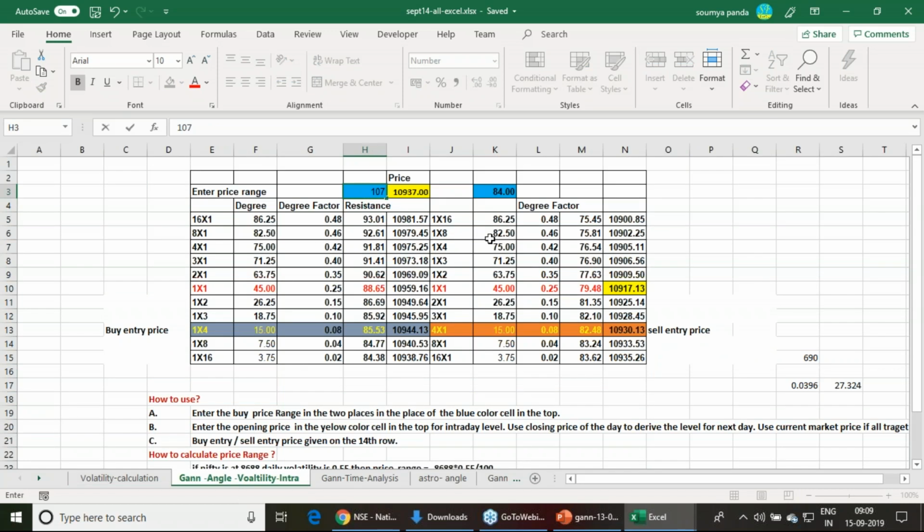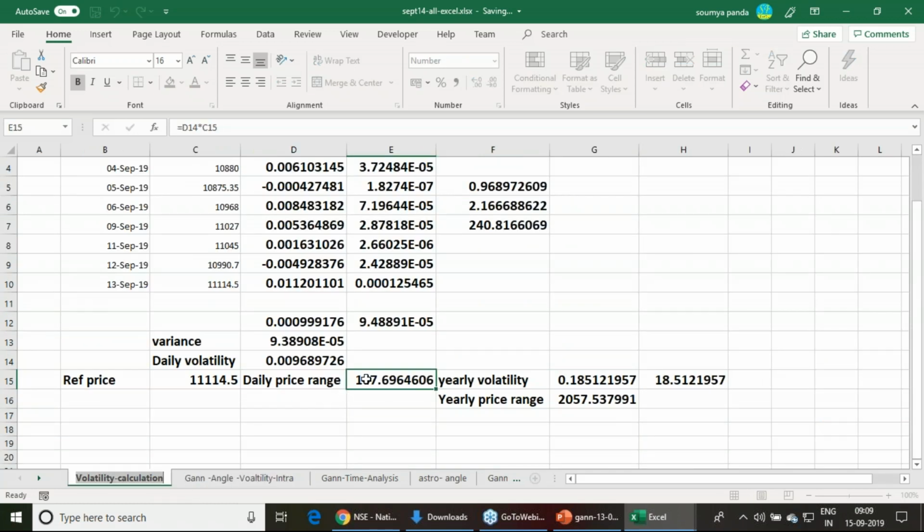I am taking 107.69 and using it in the Gann angle. So how has it come, 107.69? I have multiplied the daily volatility with the 13th September last traded data. So I got 107.69 as a price range. So this price range I am going to take with the Gann angle method.